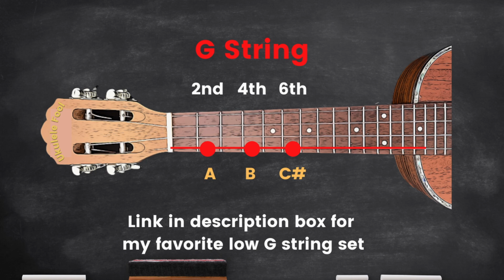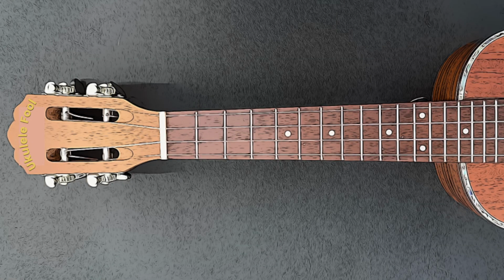I have a low G string, but let's just do it on the G as well, whether you've got a low or a high G. 1, 2, here we go. 2nd fret, 4th fret, and 6th fret. Yay! We can also do it using open strings.